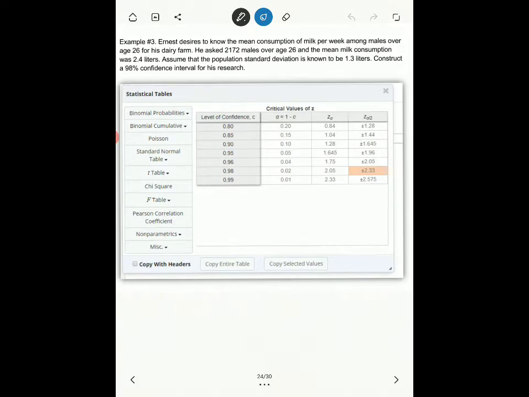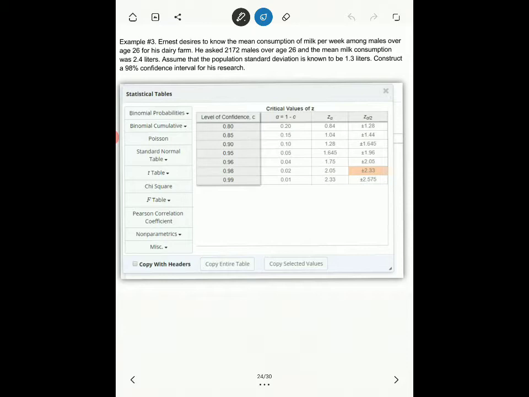For example number 3, we're going to use the tables. Ernest desires to know the mean consumption of milk per week among males over the age 26 for his dairy farm. He asked 2,172 males over the age 26, and the mean milk consumption was 2.4 liters. Assume that the population standard deviation is known to be 1.3 liters. Construct a 98% confidence interval for this research.